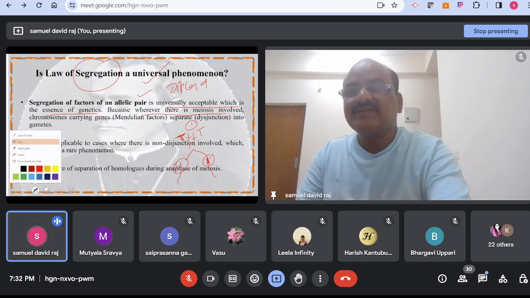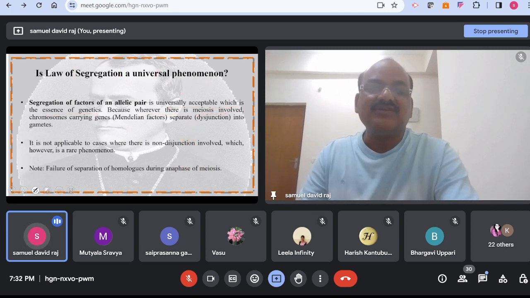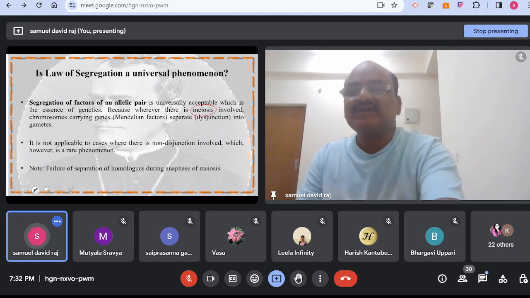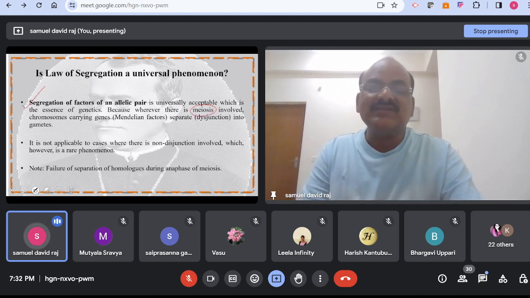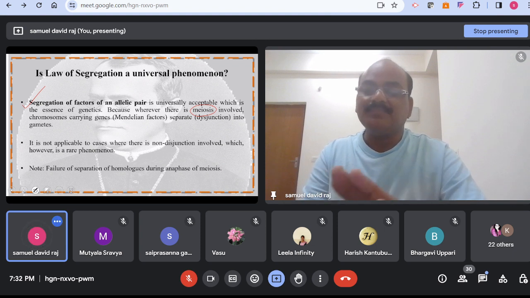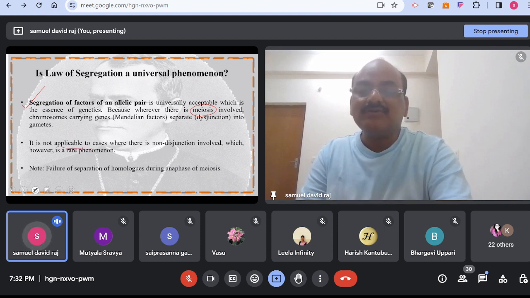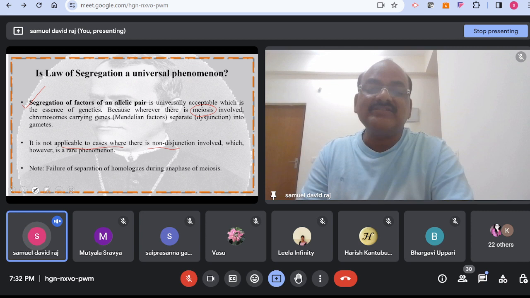So, wherever there is sexual reproduction involving meiosis, segregation is a universal phenomenon. But it is not applicable to cases where there is non-disjunction involved.